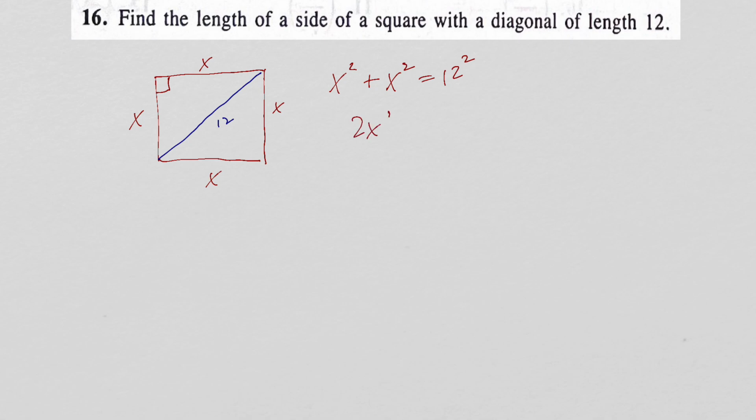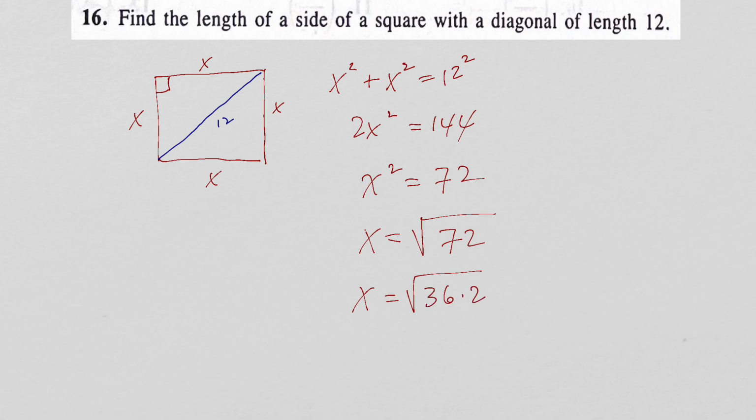So 2x squared is equal to 144. That means that x squared is equal to 72. So x is the square root of 72. And 72 is 36 times 2. And if you square root the 36, you'll get 6. So you end up with x is equal to 6 root 2.